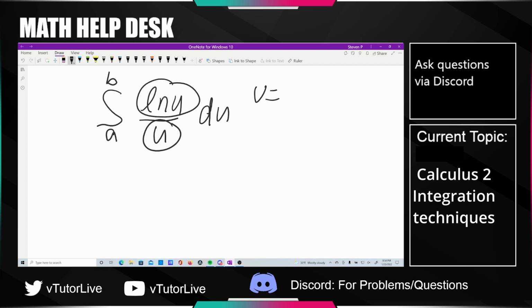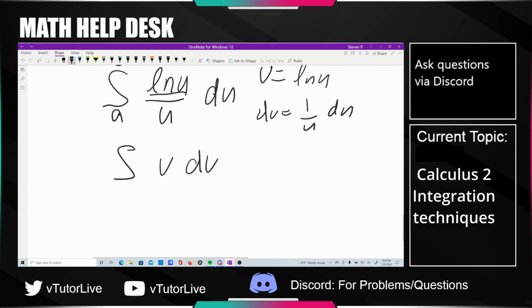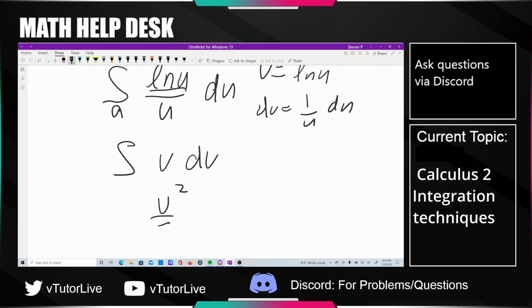But the idea here is ln of u and 1 over u is a really nice pairing because the derivative of ln of u is 1 over u, right? So if we choose v to be ln of u and dv to be 1 over u du, this works out perfectly. And this just becomes, what does this become? This becomes just the integral of v dv, right? Which just becomes v squared over 2.